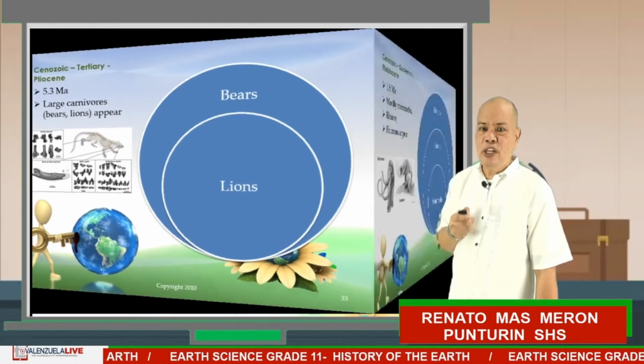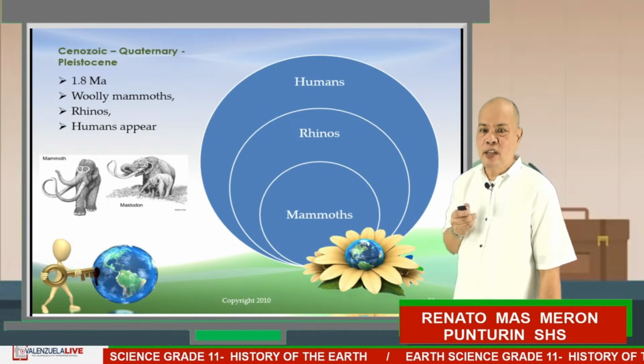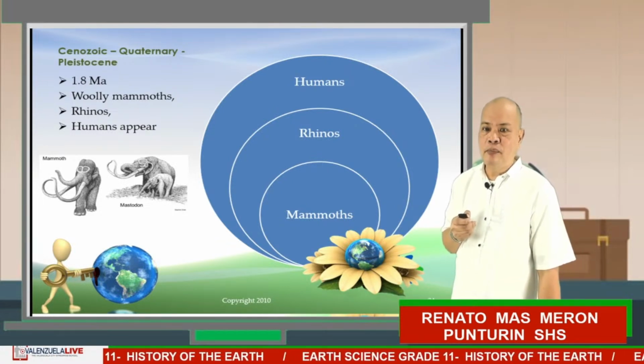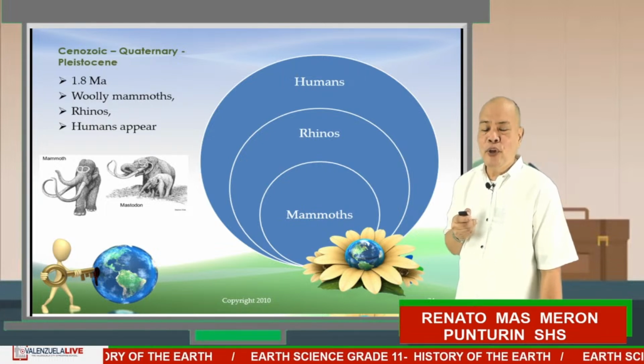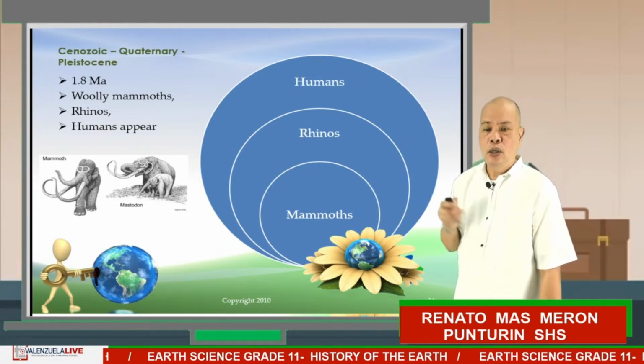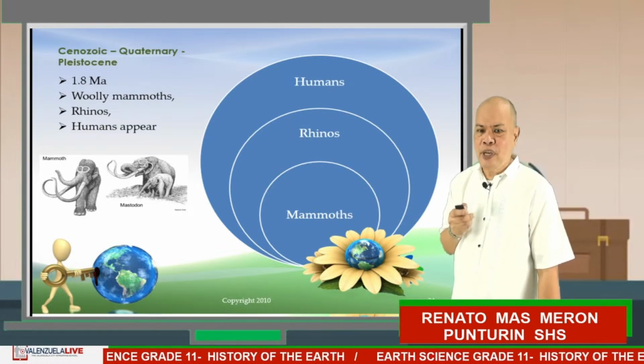Next to Tertiary period was Quaternary period. In the Pleistocene epoch during Quaternary period in Cenozoic era, in 1.8 mega-annum or 1.8 million years ago, these were the things existed on Earth. Woolly mammoths, rhinos, and humans appeared on Earth.